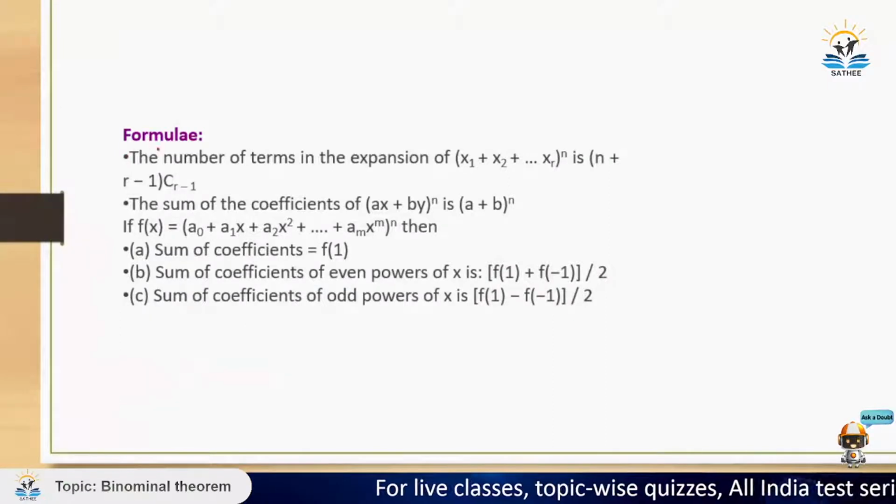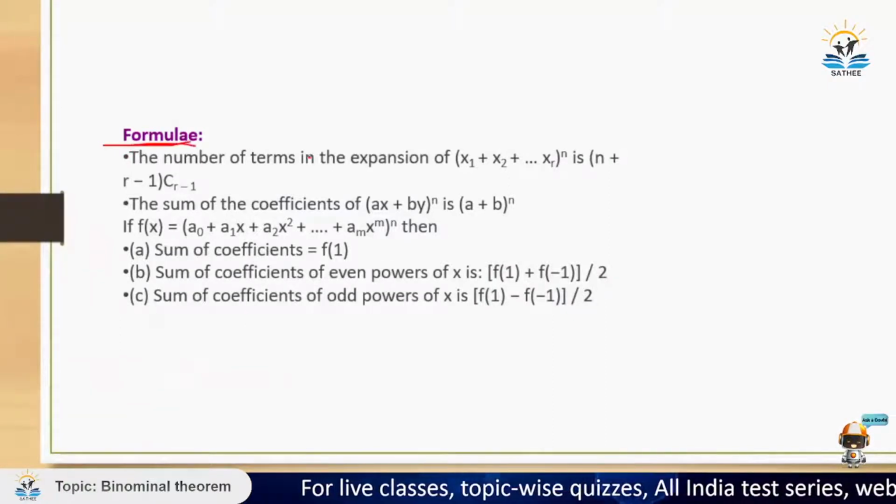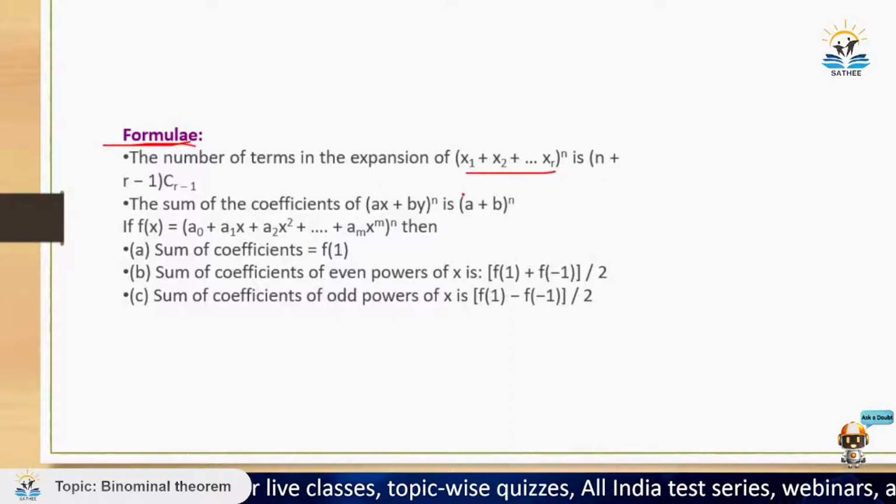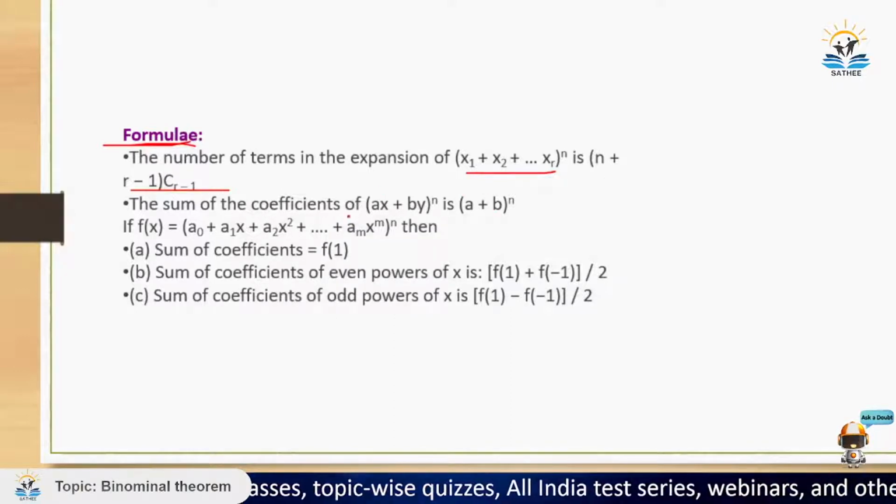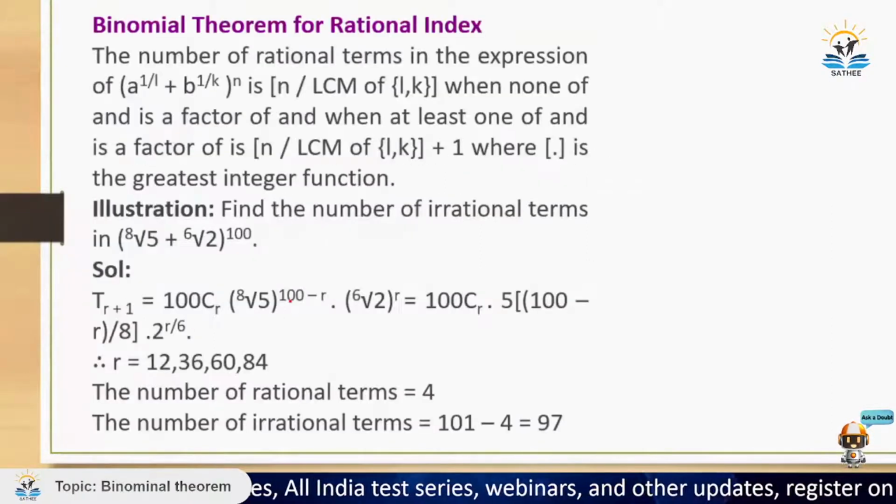Moving on to some formulas. So these are some important formulas. Number of terms in the expansion. This thing is n plus one, n plus r minus one, C r minus one, and okay. So you can leave it. This is of not such importance. Coming on to binomial theorem for rational index.